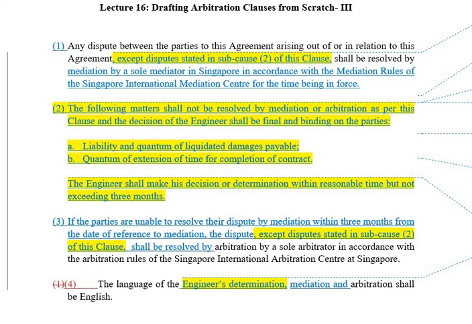How will the pre-arbitral procedure be triggered? So the pre-arbitral procedure will be triggered by a reference to mediation. And that is provided here in subclause 3, which talks about within 3 months from the date of reference to mediation. Then, how will the pre-arbitral procedure terminate? The pre-arbitral procedure will terminate by either resolution of the dispute through mediation and signature of the settlement agreement, or by failure of the mediation, or by the expiry of the 3-month period. So that is also provided in subclause 3.